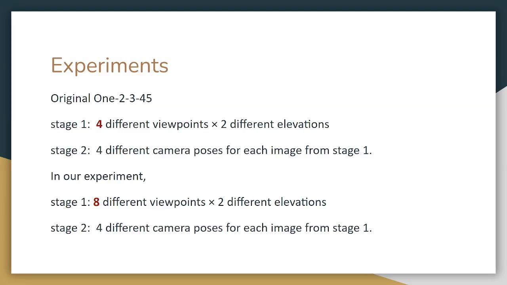In Zero123, it generates only 4 different viewpoints at different elevations in stage 1. Then in stage 2, it generates 4 different camera poses for each image from stage 1. In our experiment, we generate 8 different viewpoints in stage 1, hoping to achieve more consistent reconstruction. For Zero123, we use the pre-trained model downloaded from Hugging Face, and for TransMVSNet, we use the pre-trained model provided by the author.